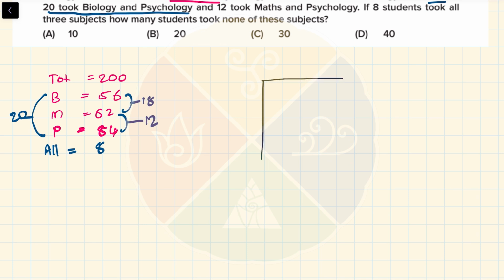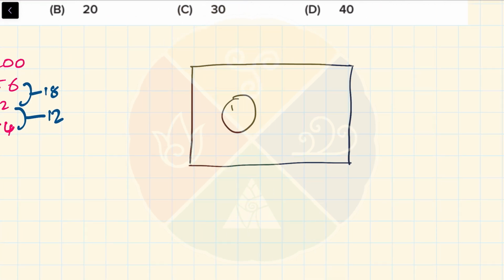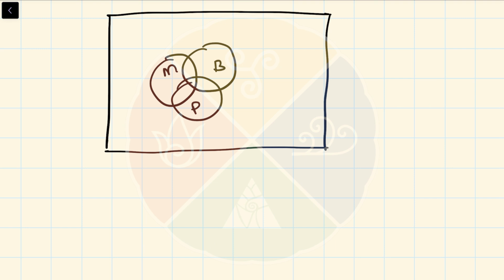If this is the set, everyone will be inside this box, and we have 3 circles over here: maths, biology, and psychology. To solve this problem, I want to see how many people are inside any of these circles. So I want to find maths union biology union psychology. If I add maths, everyone inside this group is going to come.